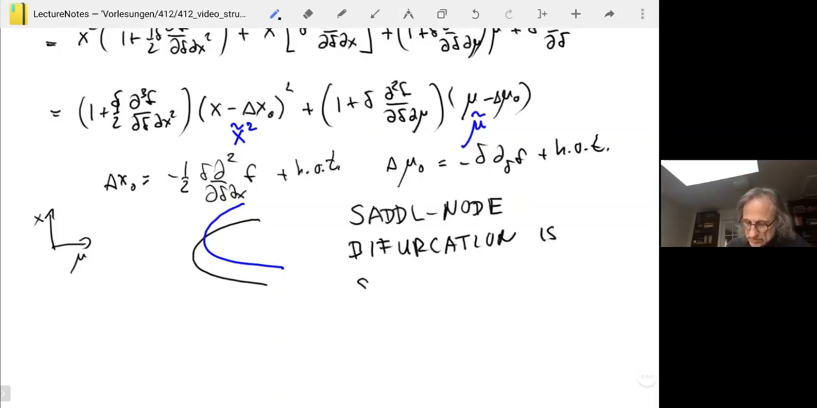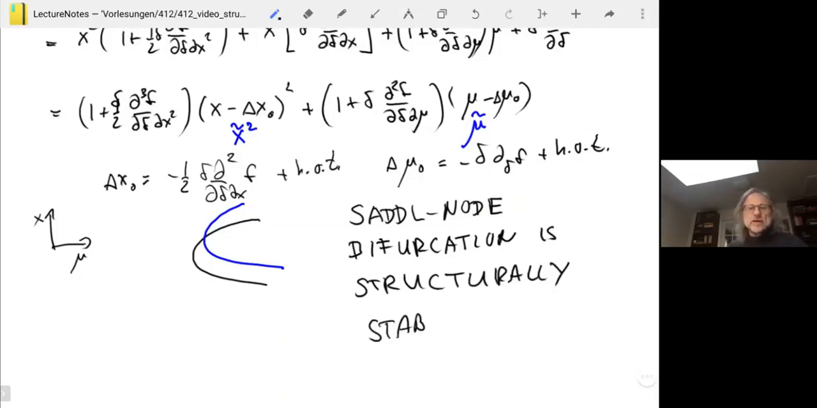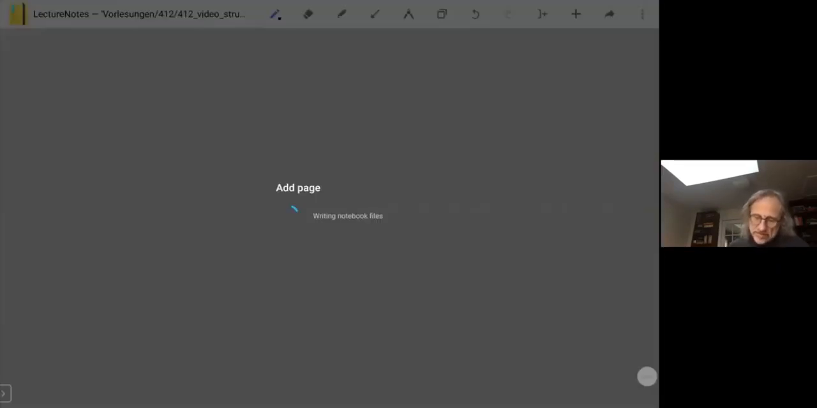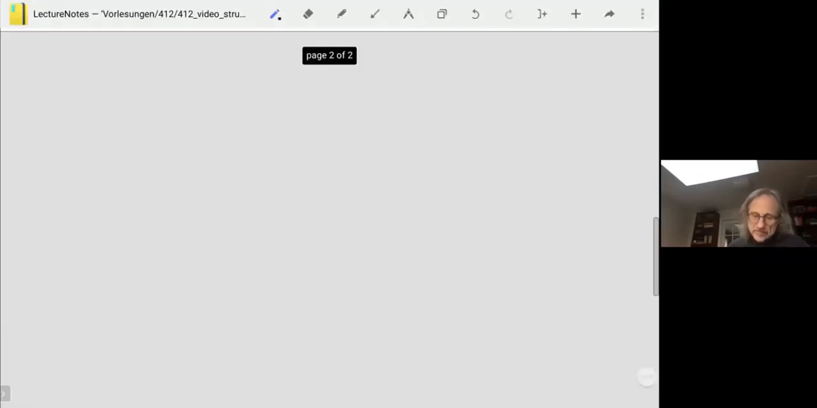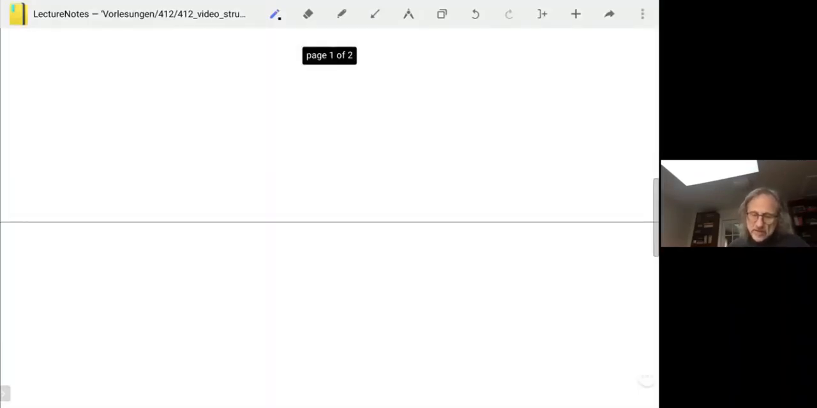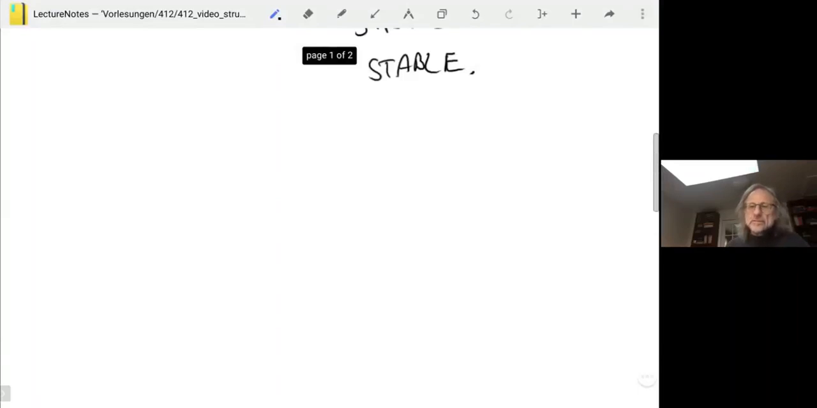Is structurally stable. So that's a very robust object. Okay, good. Well, let's move on. We also had the transcritical bifurcation. So let's do the same thing with the transcritical bifurcation.